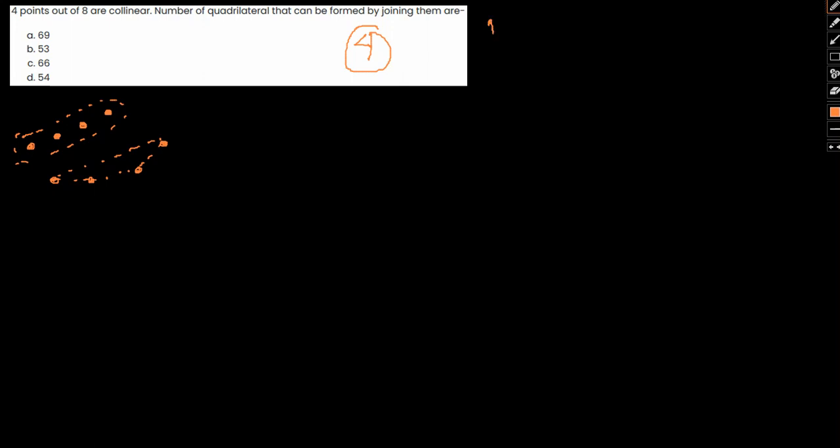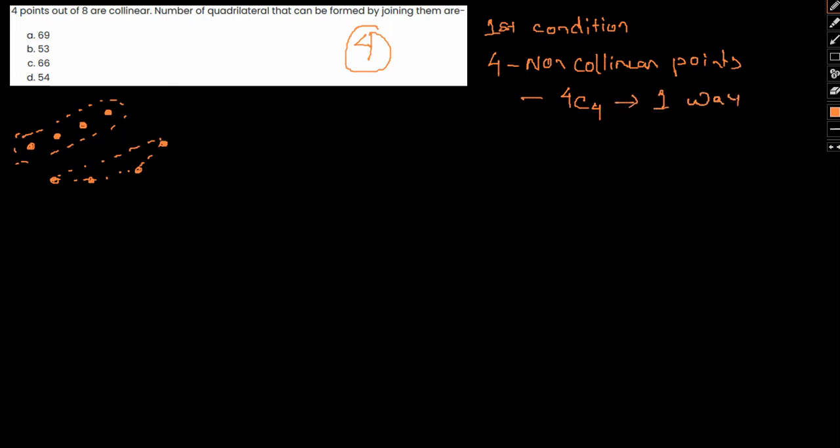So first condition will be of forming the same with 4 non-collinear points. Okay, and in how many ways can we choose this? We can choose 4 non-collinear points in 4C4 ways. That is one way. There's only one way to choose, I'll be choosing all 4 of these. Okay. Second case, say, let me draw this again.